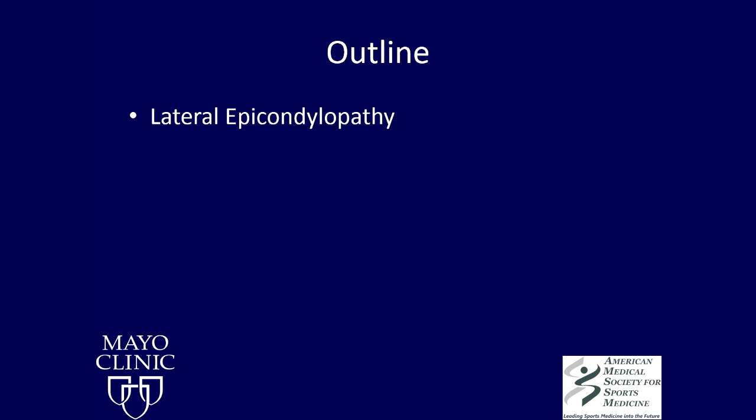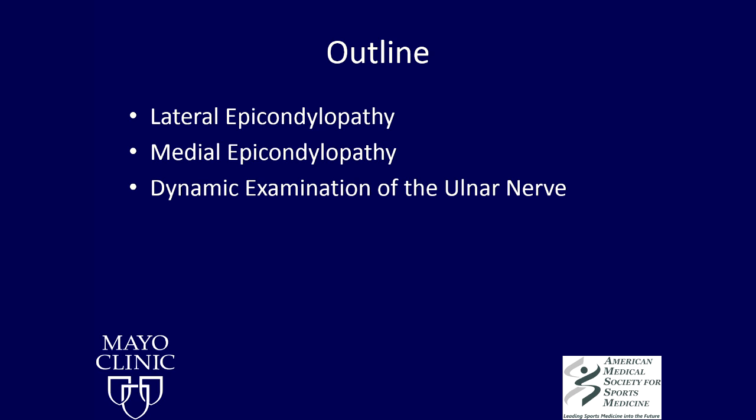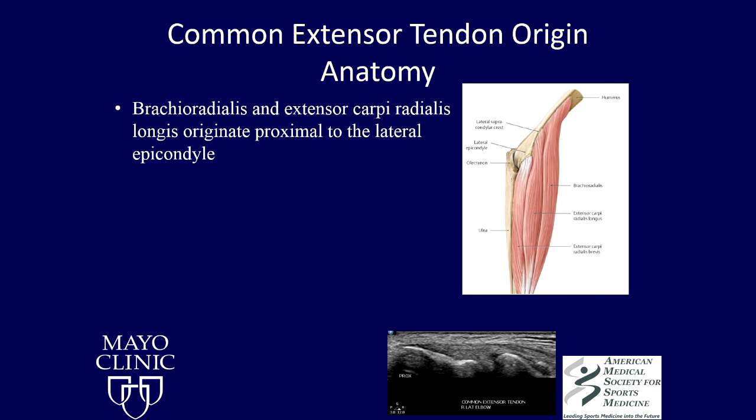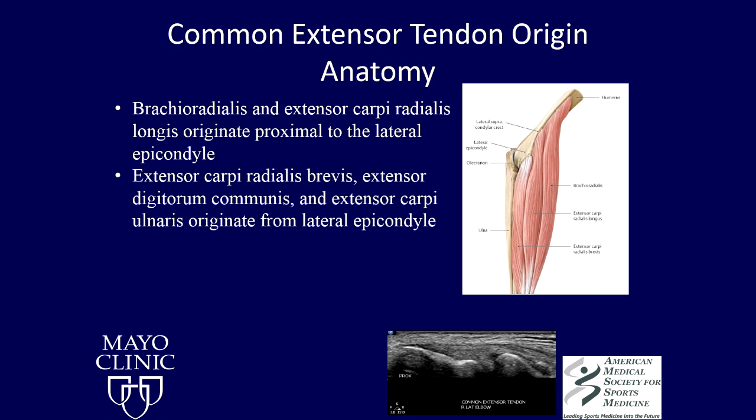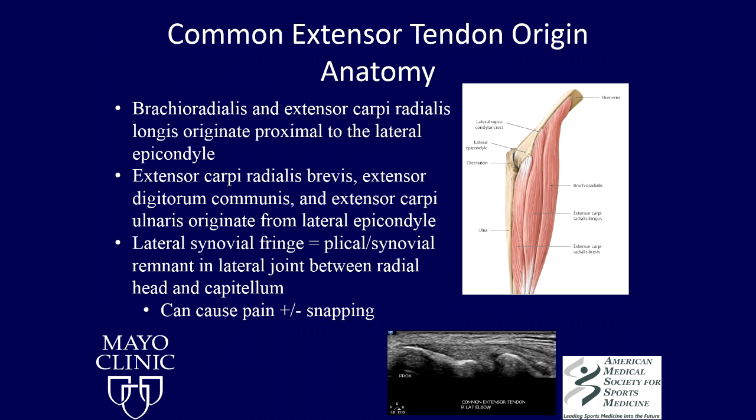With that in mind, I'll go over lateral epicondylopathy, medial epicondylopathy, and dynamic examination of the ulnar nerve. Starting off with the lateral elbow, the common extensor tendon origin is over the lateral epicondylar region. The brachioradialis and the extensor carpi radialis longus originate above the lateral epicondyle, whereas the remaining tendons all originate off of the lateral epicondylar region.